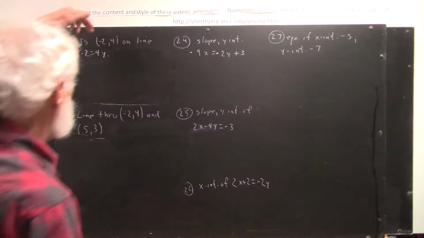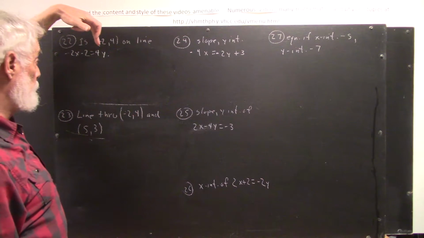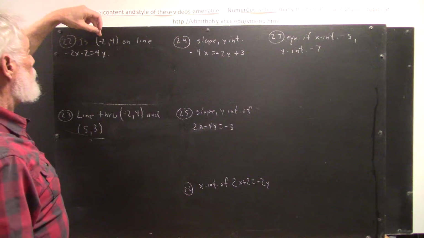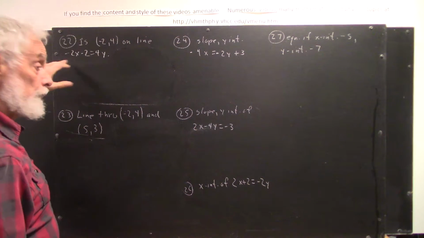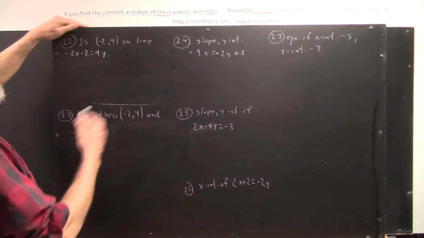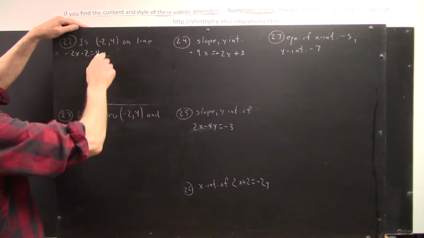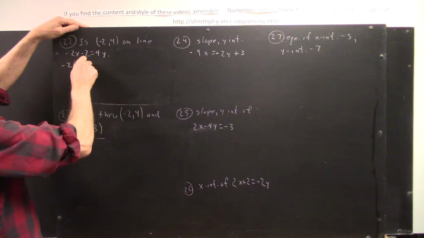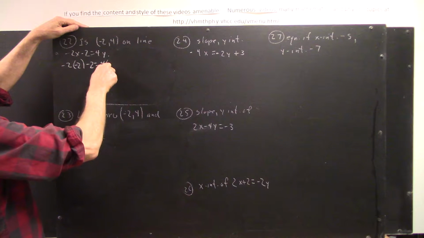We ask, is (-2, 4) on the line -2x - 2 = 4y? Well, if it is, then if x equals -2 and y equals 4, this is going to come out to be an identity, a true statement. So we substitute -2 for x, 4 for y. We get -2 times -2 minus 2 equals 4 times 4.